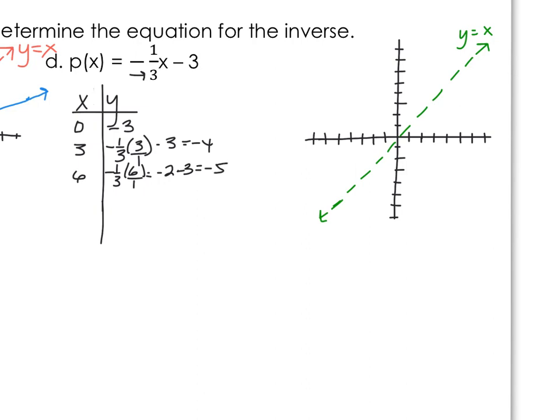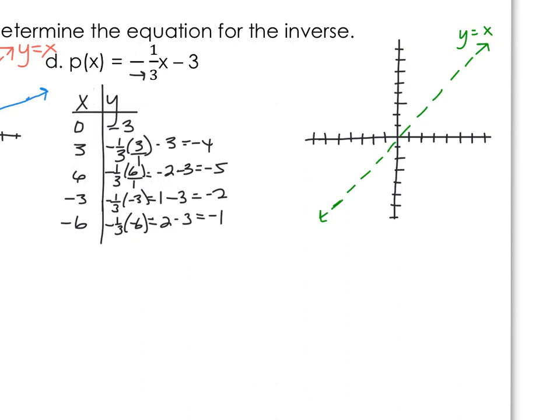Watch what happens when we go over to negative 3 on the left. If we take negative 1/3 times negative 3, that would give us positive 1. And 1 minus 3 would be negative 2. And then I'm going to go over to negative 6. And if we do negative 1/3 times negative 6, we get positive 2. And 2 minus 3 is negative 1.